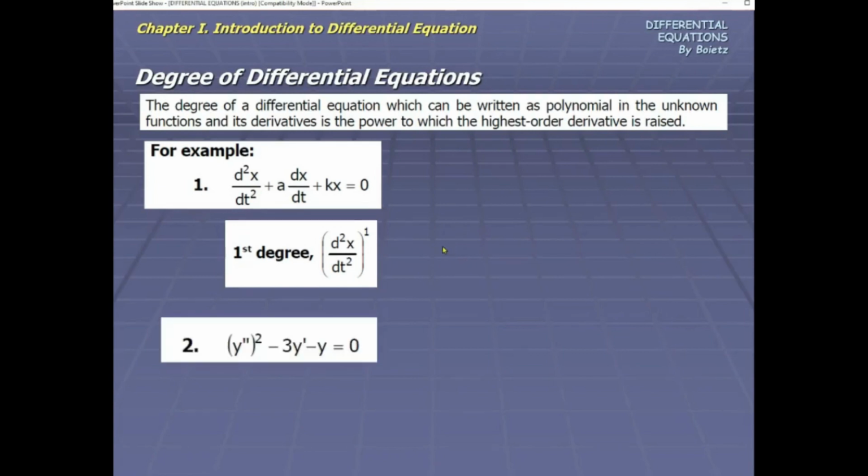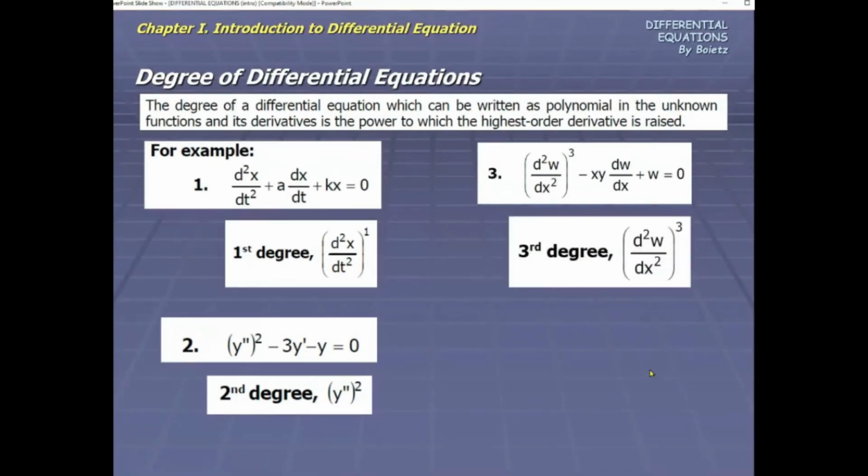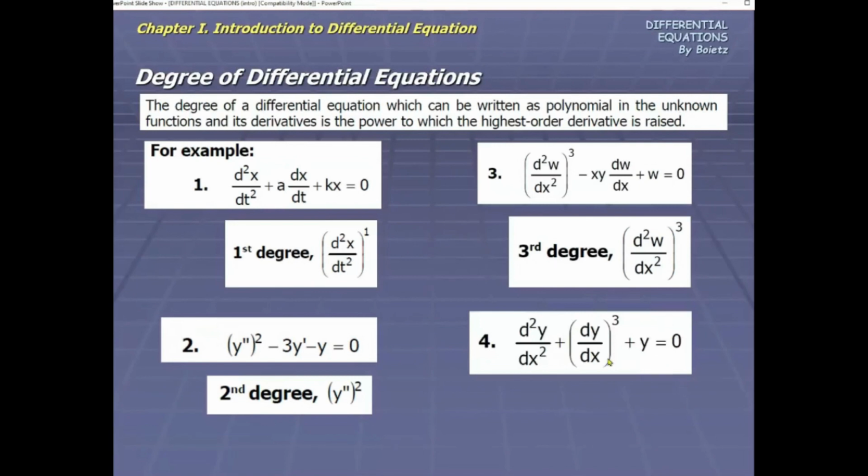Ganun kasimple. Next. O ito, ano highest order dito? Y double prime. Ni-raise sa 2. So, therefore, second degree. Saan ang second ano rito? Ito. Ito ang pinaka-highest order. Ni-raise sa 3. So, third degree siya. Okay? Sumunod. So, ito.